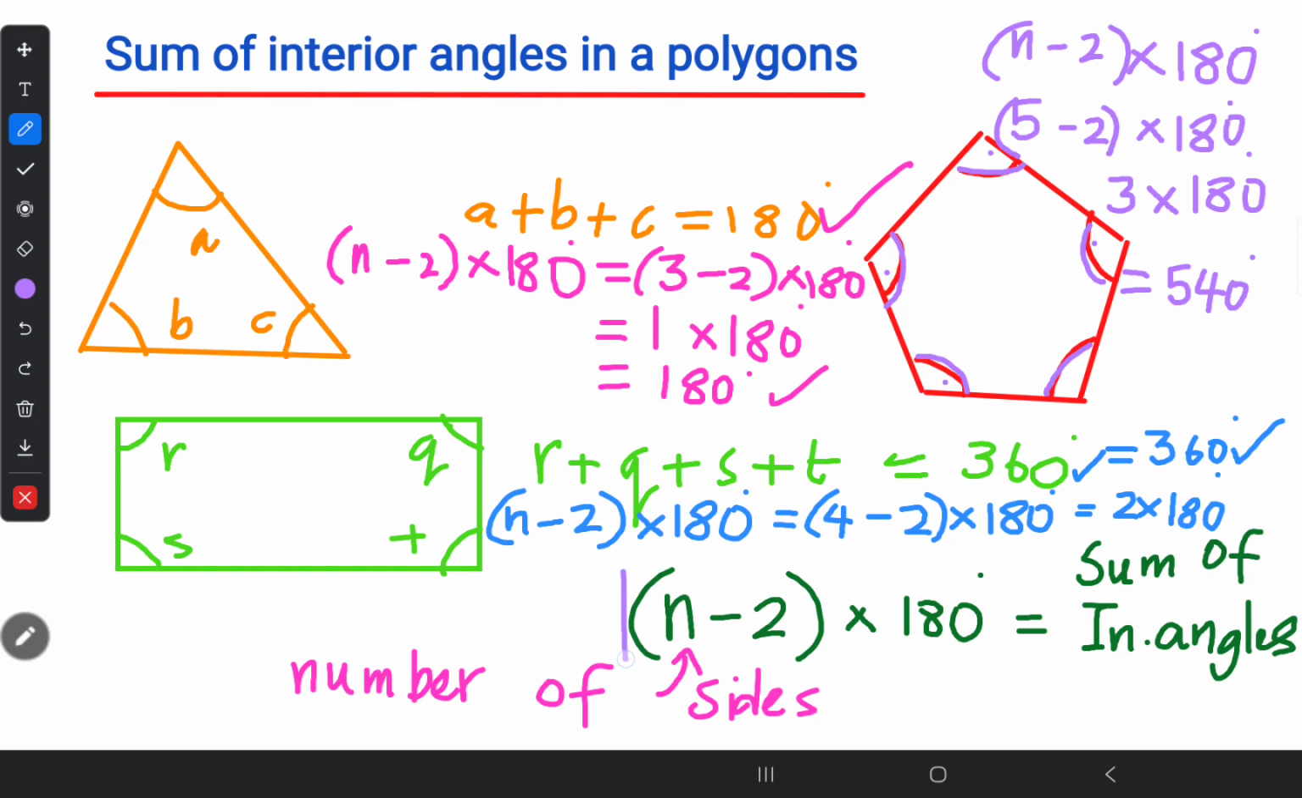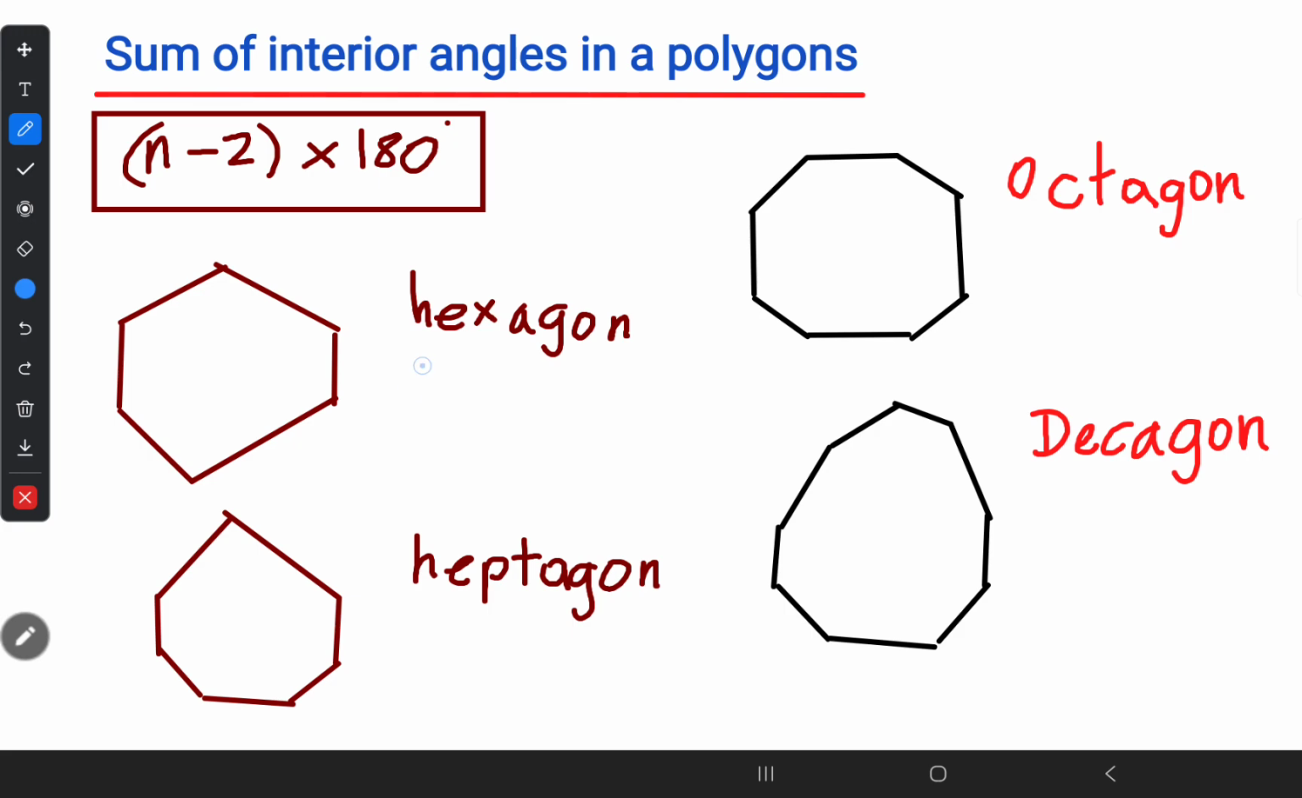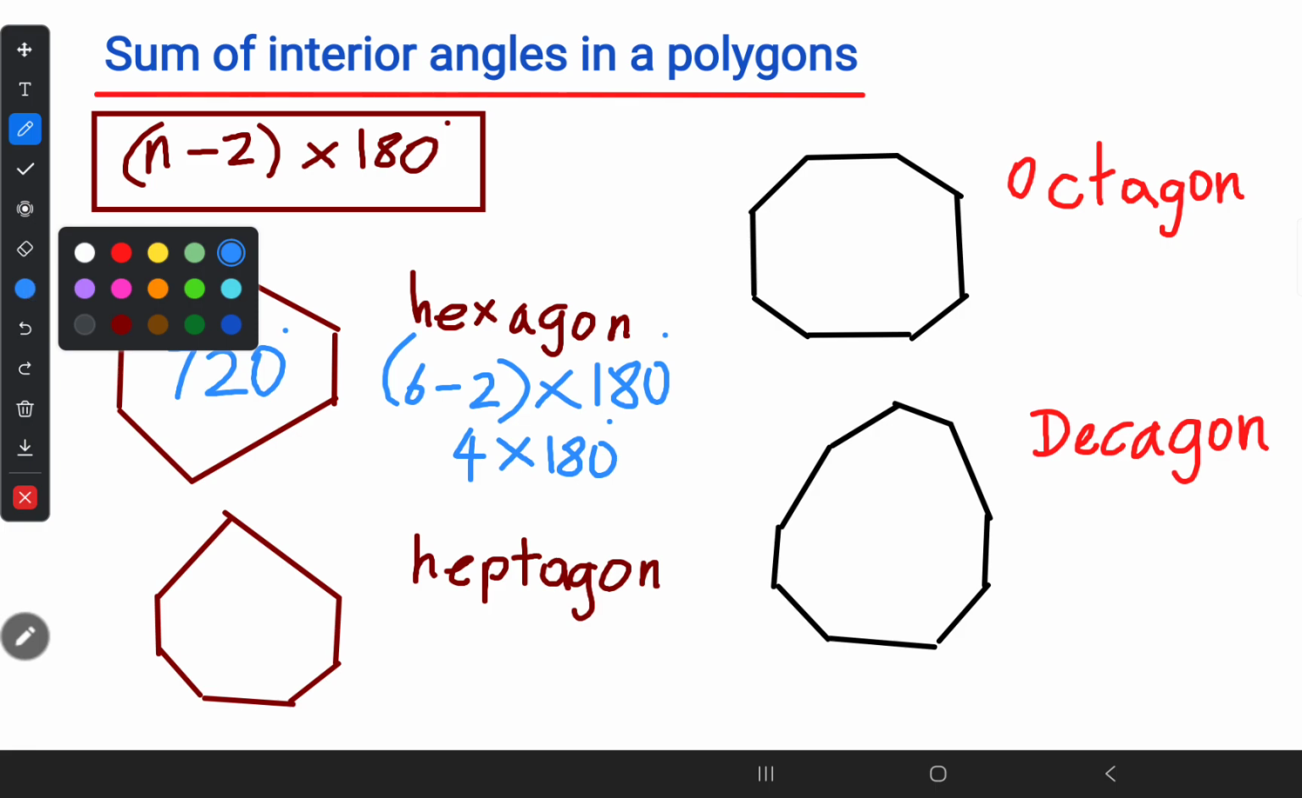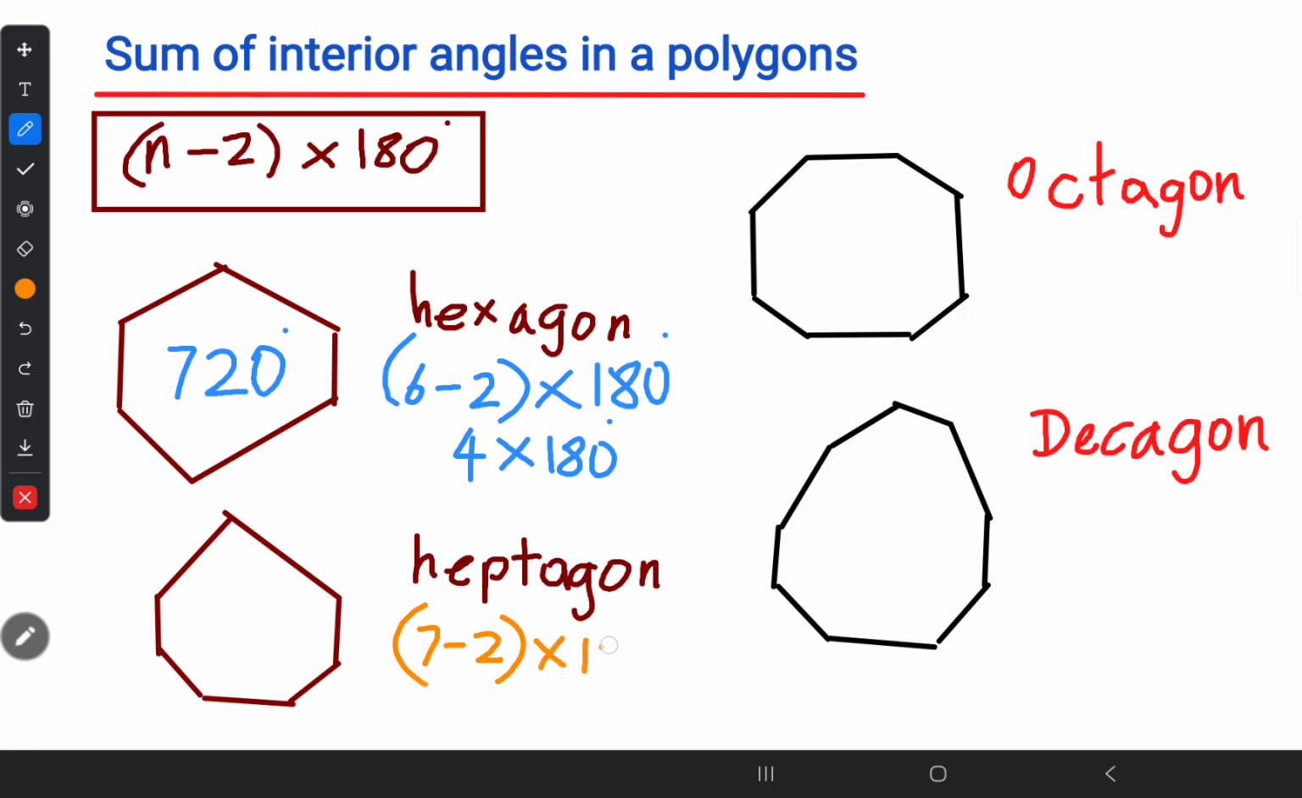So this is the formula you should remember while dealing with the sum of interior angles of a convex polygon. In a hexagon there are 6 sides. So 6 minus 2 times 180. 6 minus 2 is 4. 4 times 180 would be 720. Next, heptagon. There are 7 sides. So 7 minus 2 into 180. That's 5 times 180. That will give you 900 as your answer for the sum of interior angles.